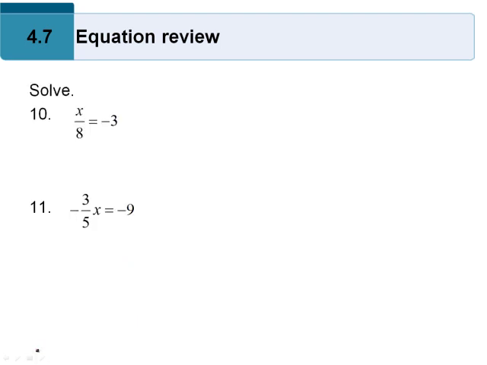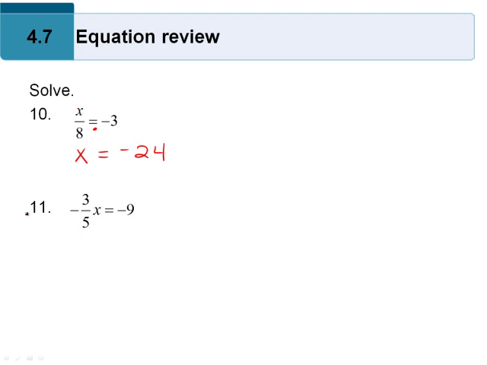Okay, now these, getting into fractions. You got to go back and remember the stuff we did in chapter 2. Number 10 is set up in that shortcut format. You've got a variable on top, x over 8 equals negative 3. So to get x here, all we have to do is multiply those two numbers. So x equals 8 times negative 3, which would be negative 24.